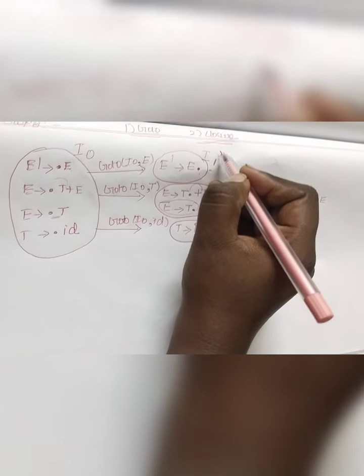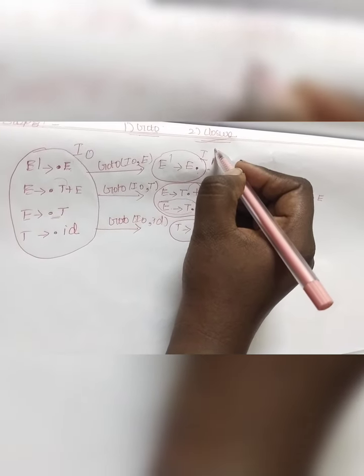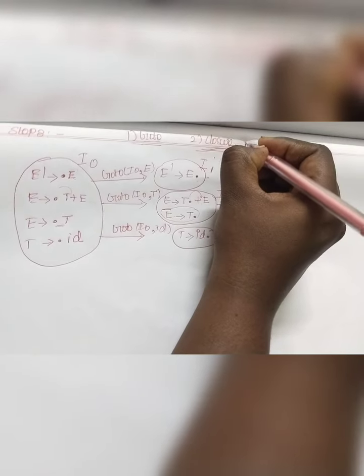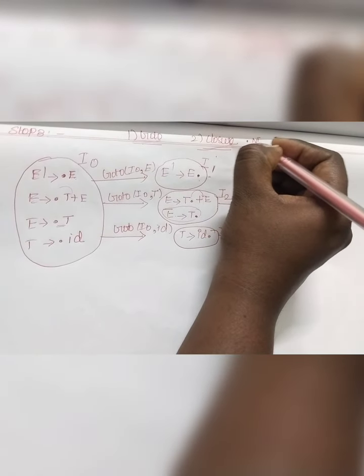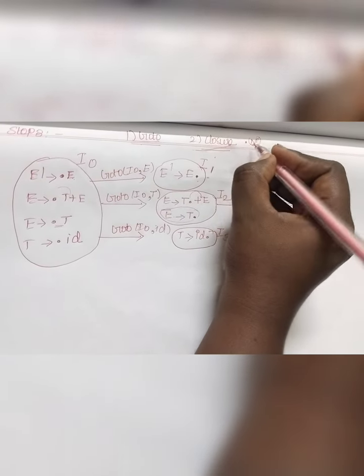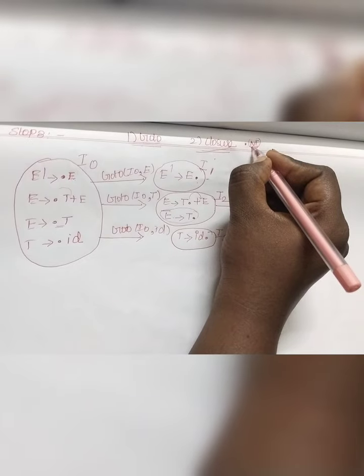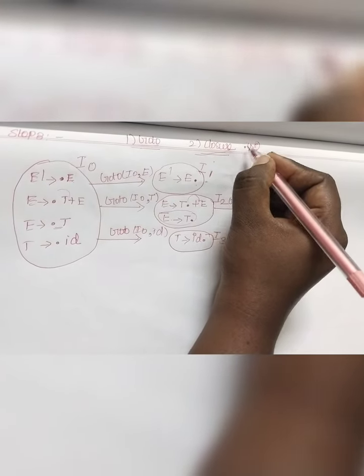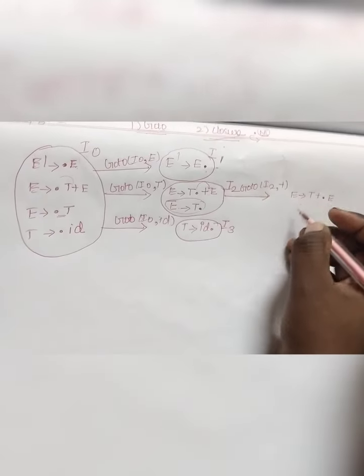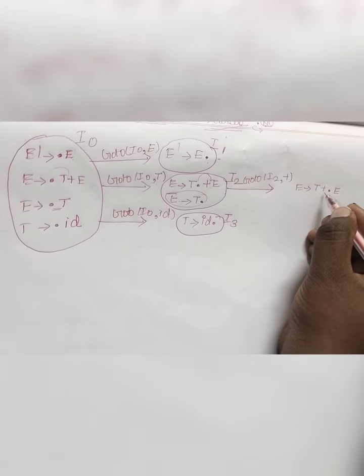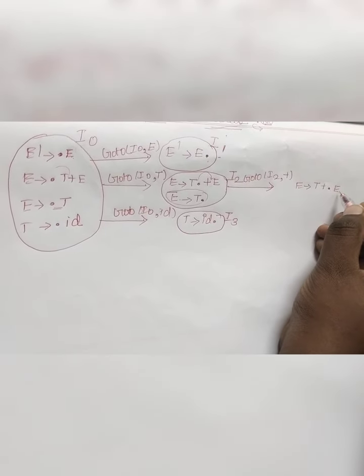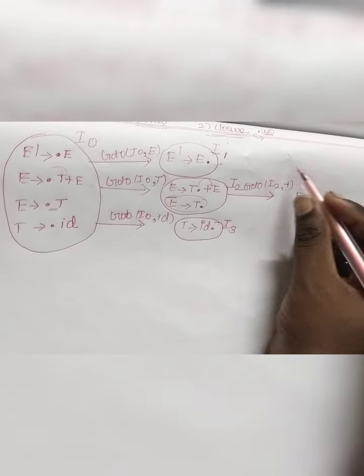And one more function is there now. That function is called the closure function. What is the closure function? The dot followed by any other non-terminal. Now what is a non-terminal? A capital letter. So the dot followed by any other non-terminal, that non-terminal's production rule you should write again. So here you have to check. Plus dot followed by E.